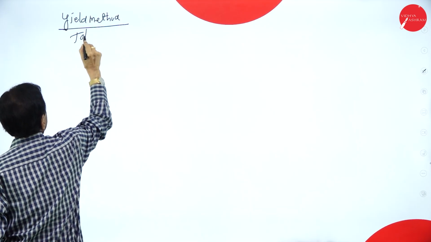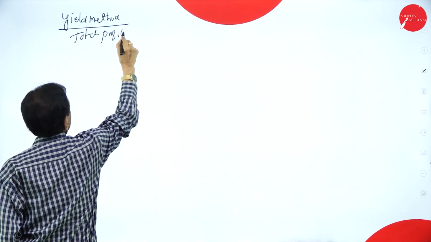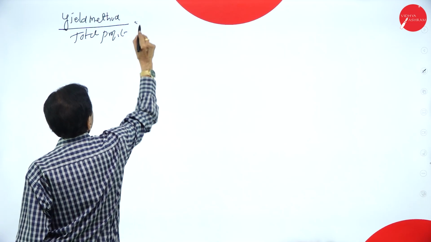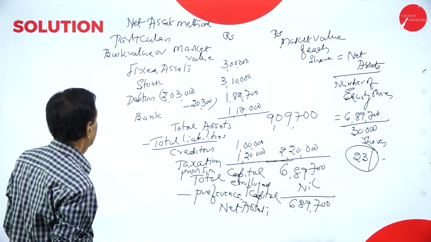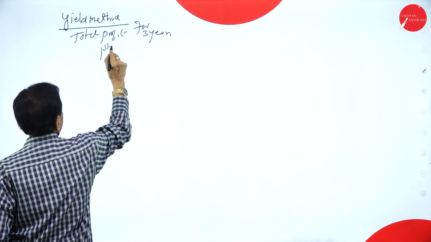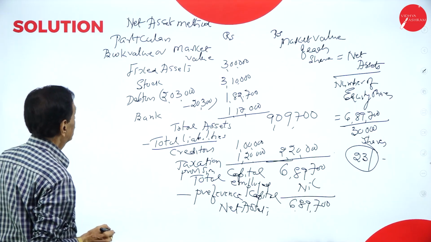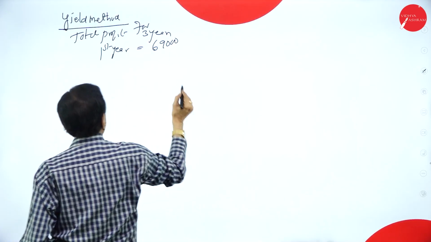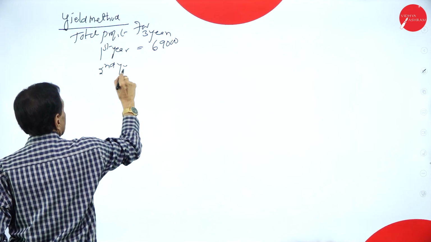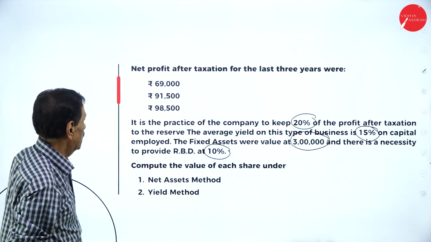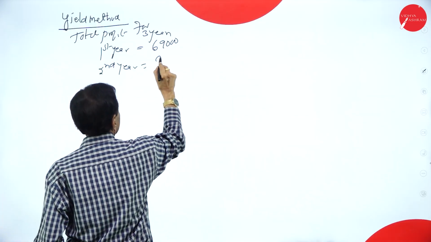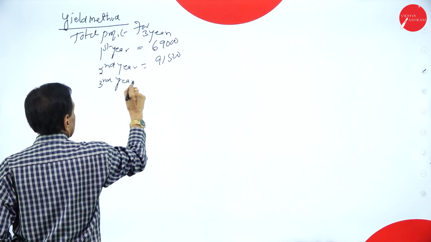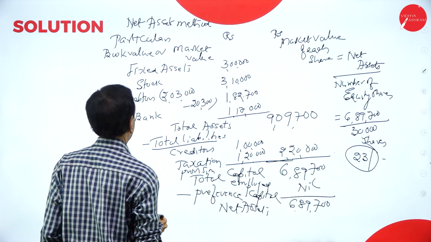Total profit. How many years? Total profit for 3 years. Go one by one. First year is equal to 69,000. Second year is equal to 91,500. Third year is 98,500.